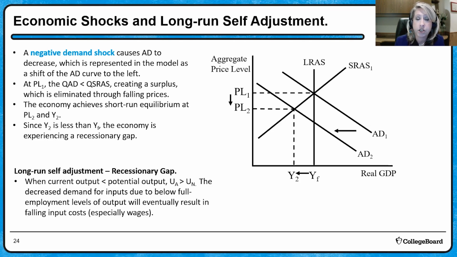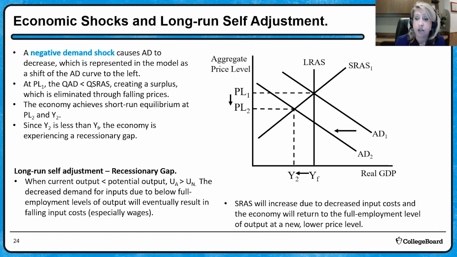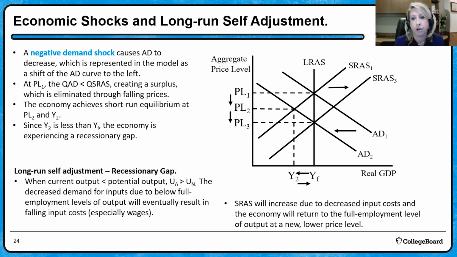So for the long run adjustment process, if we're in a recessionary gap with a current output less than potential output, that means our actual unemployment rate is higher than the natural rate of unemployment. We have unemployed resources. So eventually the prices of those unemployed resources are going to fall. As input prices and wages fall, short run aggregate supply is going to increase. As it does so, we're going to end up back at our long run equilibrium with a new lower price level.